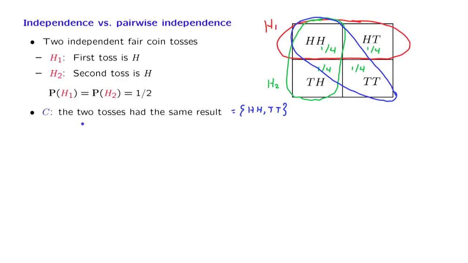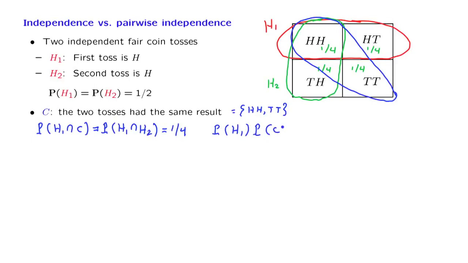Let us first look for pairwise independence. Let's look at the probability that H1 occurs and C occurs as well. So the first toss resulted in heads and the two tosses had the same result. So this is the same as the probability of obtaining heads followed by heads. And this corresponds to just this outcome that has probability 1/4. How about the products of the probabilities of H1 and of C?